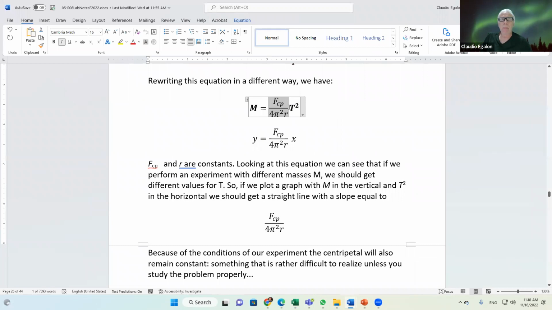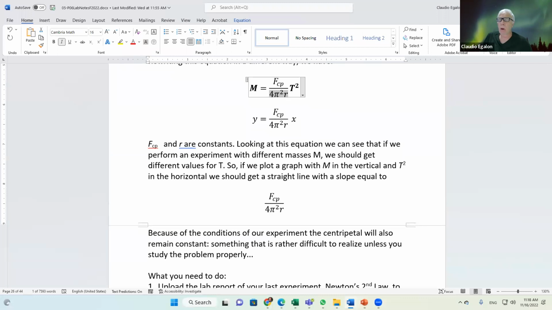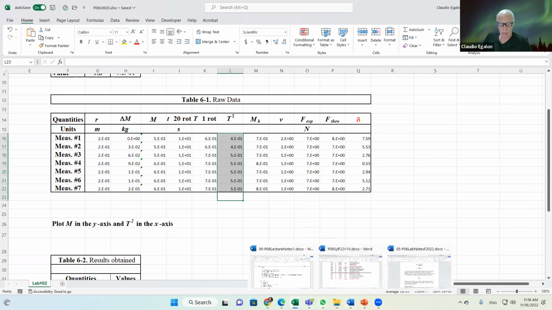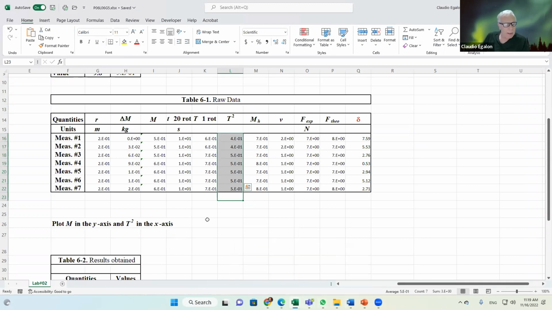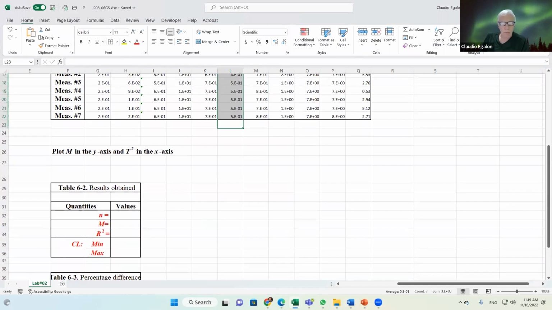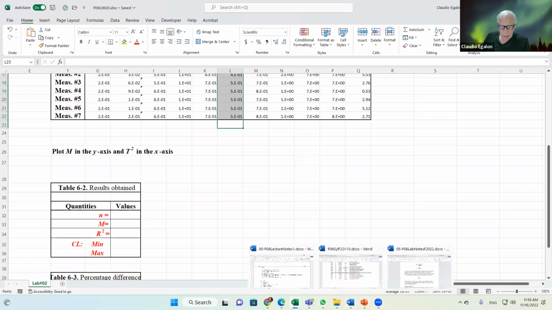Okay? Remember, the centripetal force is not varying that much, and 4 pi squared r is also constant. So when you plot the graph, you're supposed to get a slope that coincides with that ratio that you saw. Okay, so let's do that. You have only one graph here for you to do.